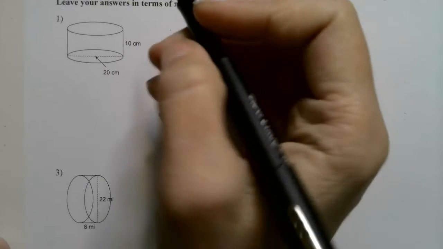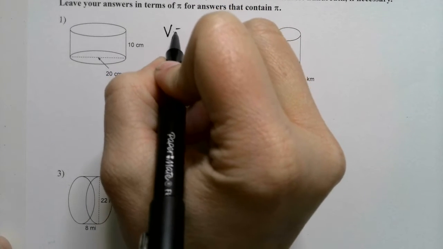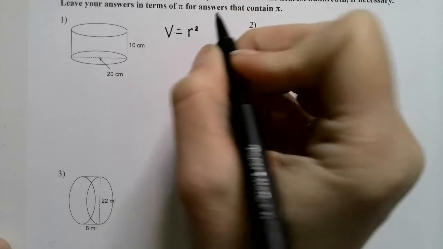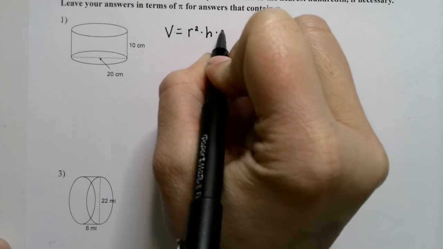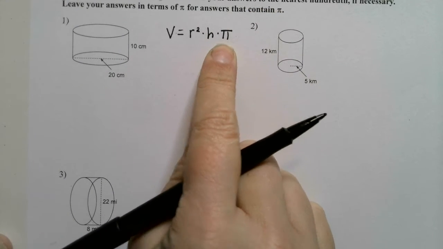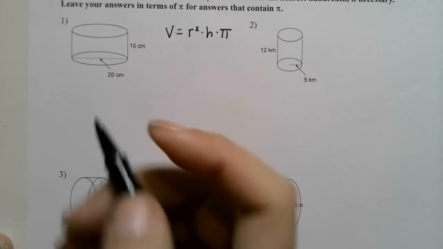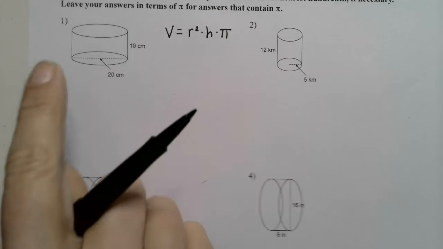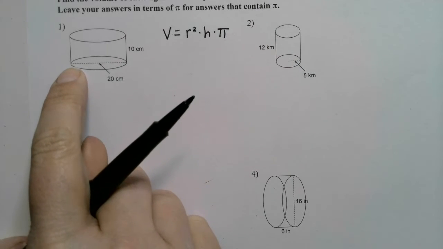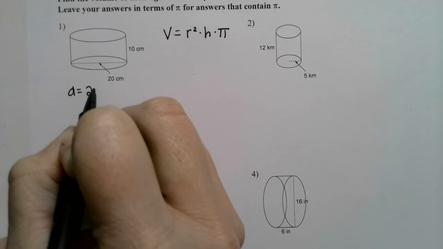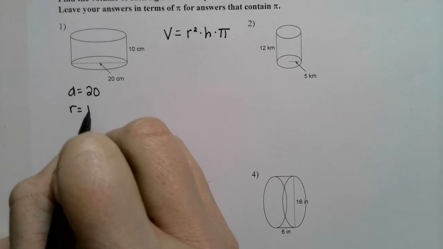To find the volume, we do the area of the base, which is radius squared times pi, and then we multiply it by the height. So radius squared times the height times pi. For this example, they're trying to trick you because they give you the full diameter, which is all the way across. Our diameter is 20, but our radius is 10.